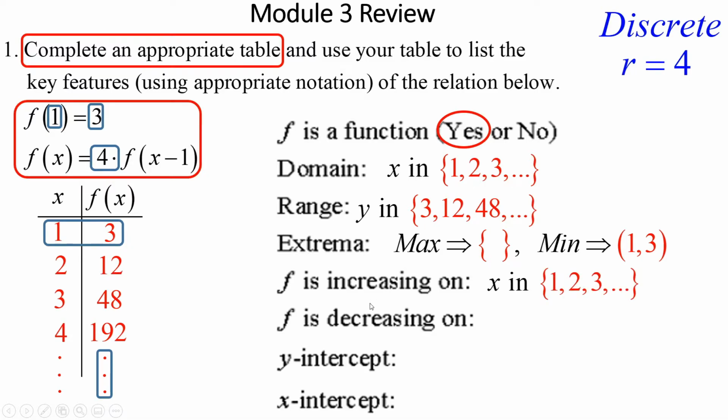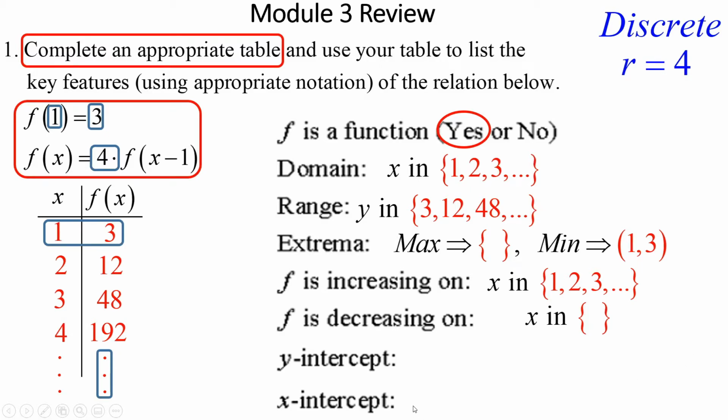Okay, now, when is it decreasing? Well, the f of x's or the y's are always getting bigger. This function is never decreasing. So that's going to be x is in, and the part you have to write is the empty set.